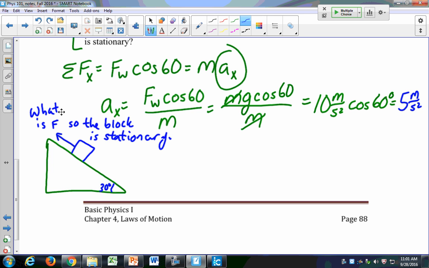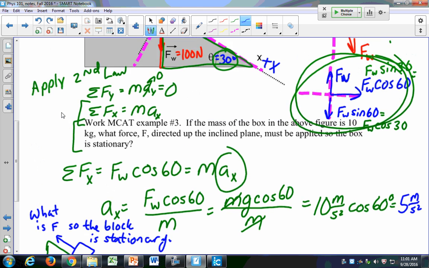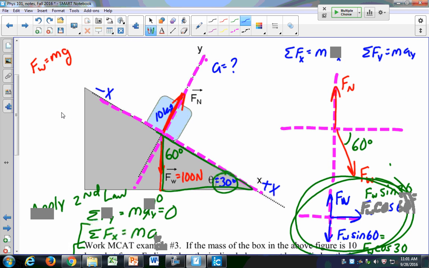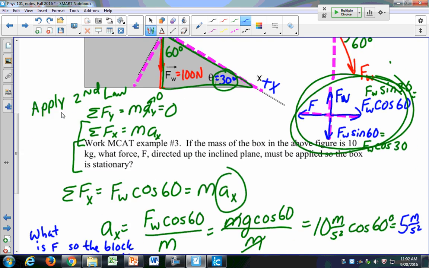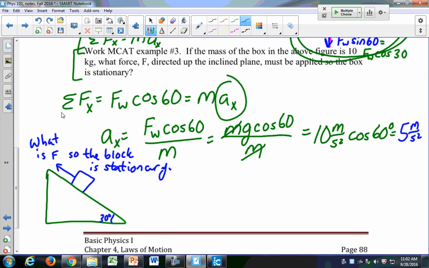What if I wanted a force so that the block is stationary? Well, I can go back and imagine putting in a force right here. I want a force acting on that object so that it is stationary. And now when I write my Newton's second law, it's going to be a little bit different. I'm going to write the sum of the forces in the x direction.